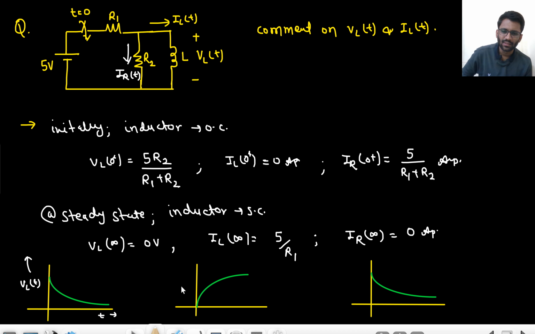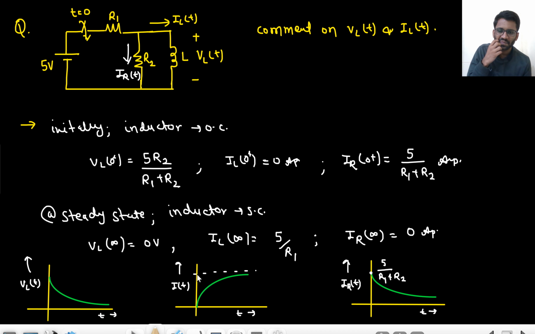This is VLT, this is ILT, and this is IRT. Okay, so these are the graphs. You can write down the equations, right?